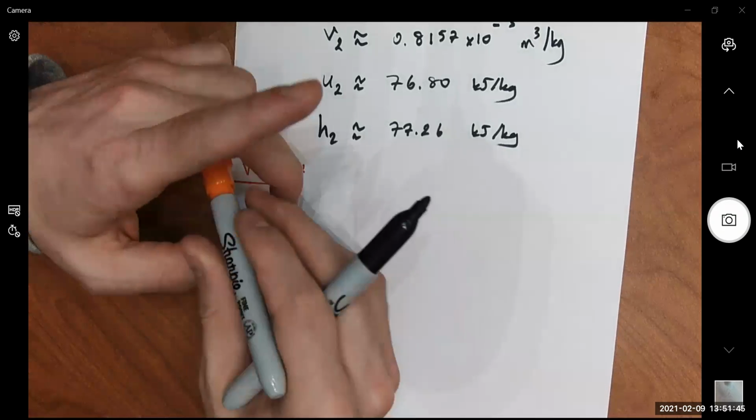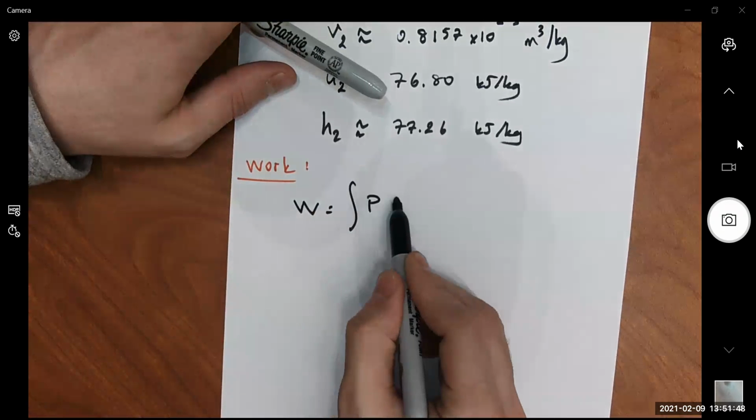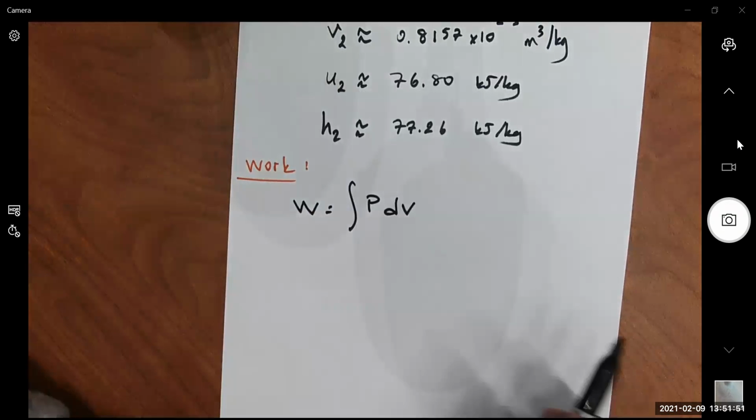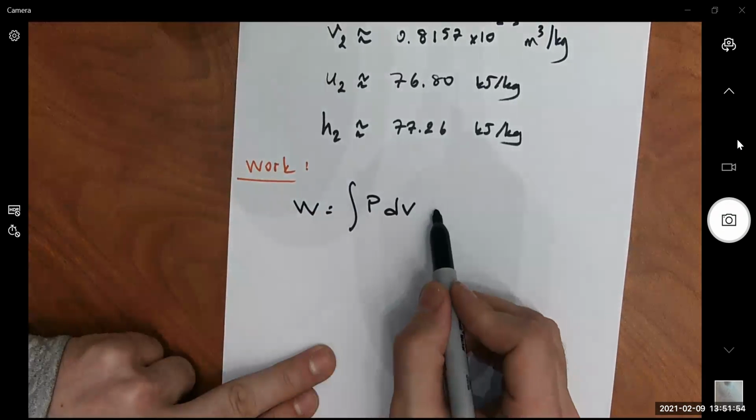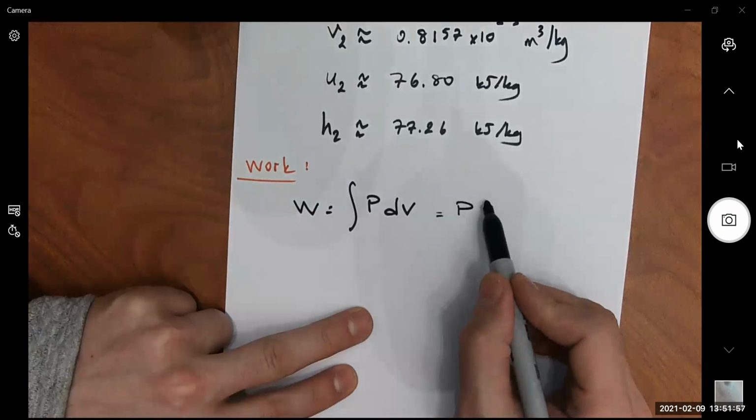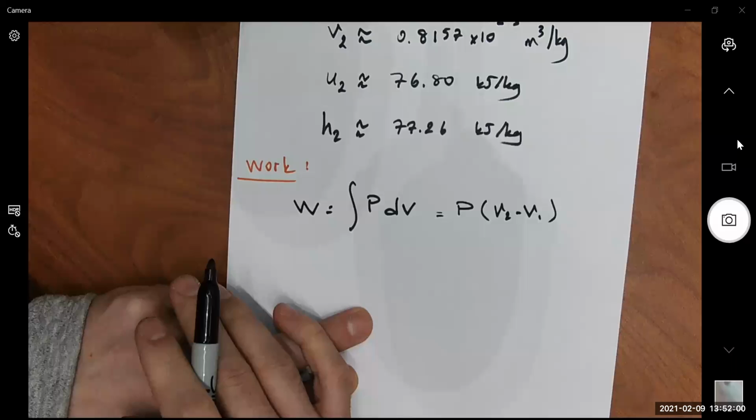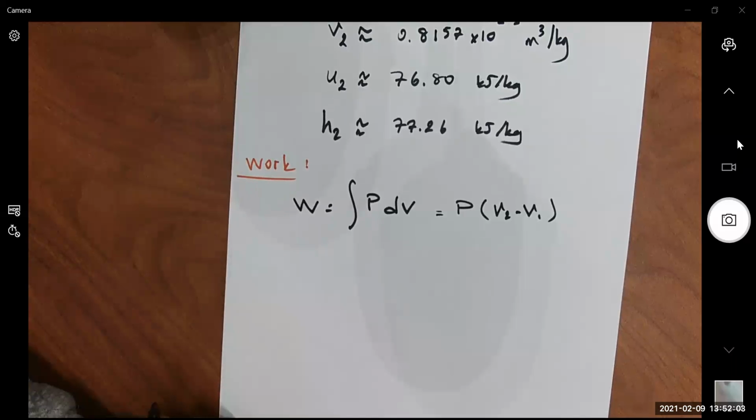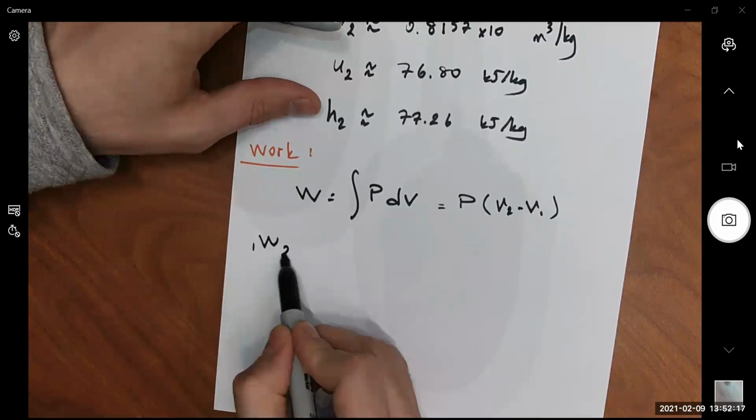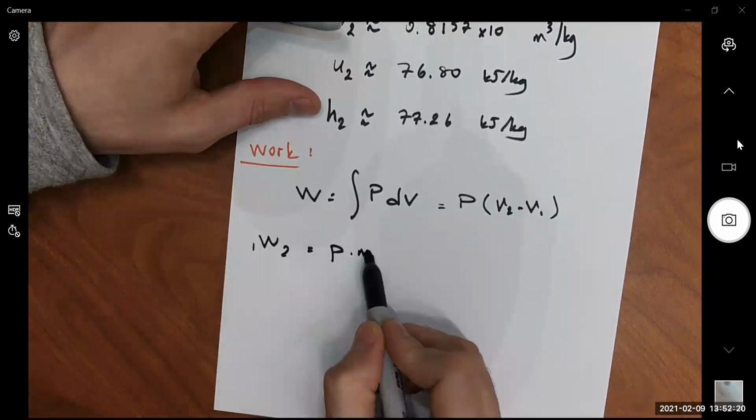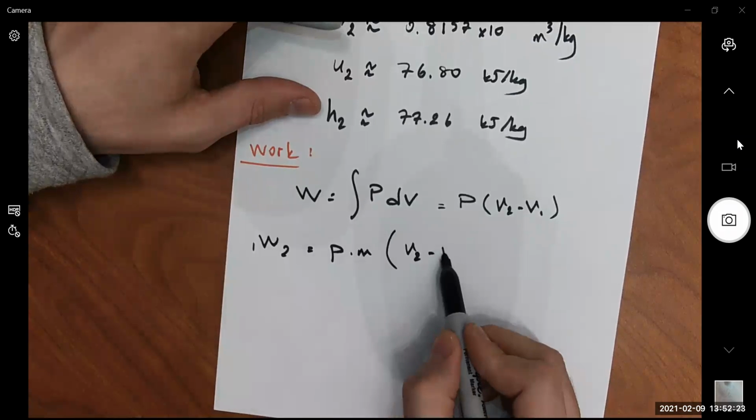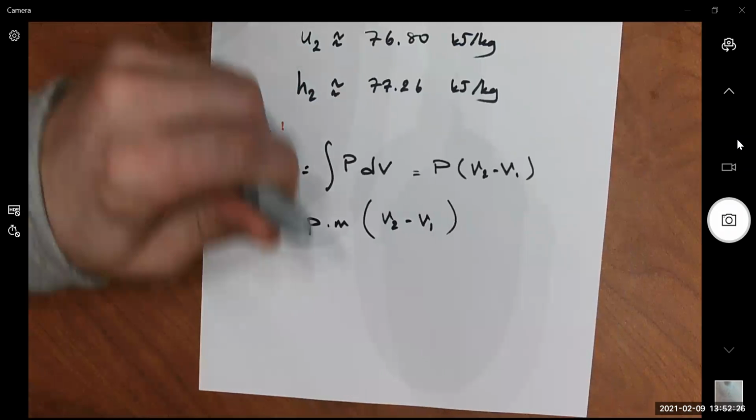Work equals the integral of P dV, which would be P times V2 minus V1. That's constant pressure, right? Since pressure is constant, I can take it out of the integral and integrate the specific volume inside the integral. Work from state 1 to state 2 is pressure times mass times specific volume at state 2 minus specific volume at state 1.